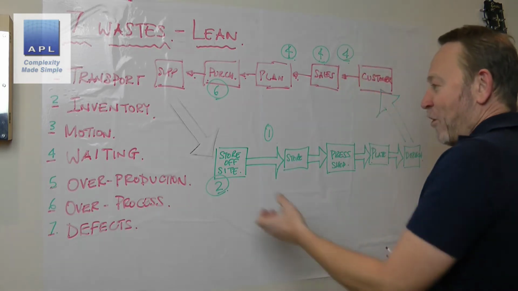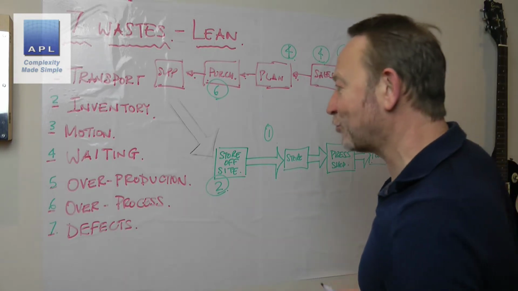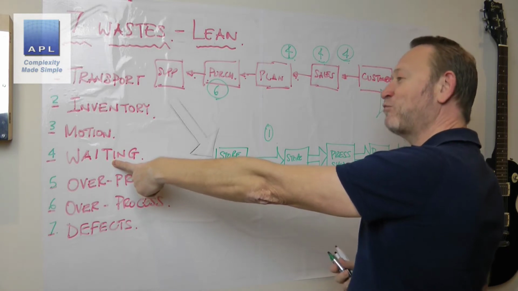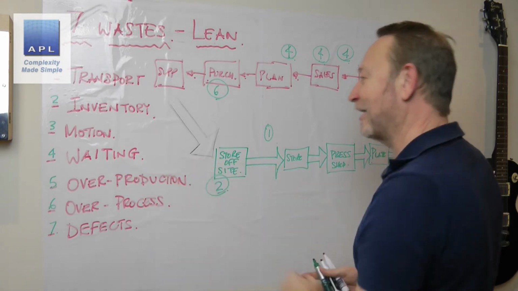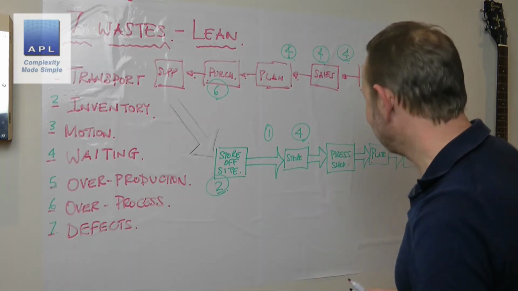What's happening to the product? We're transporting it. Then it sits in a store. What's it doing? It's waiting effectively. It sits in a queue waiting to be used.